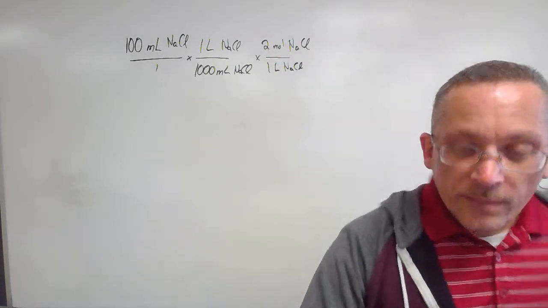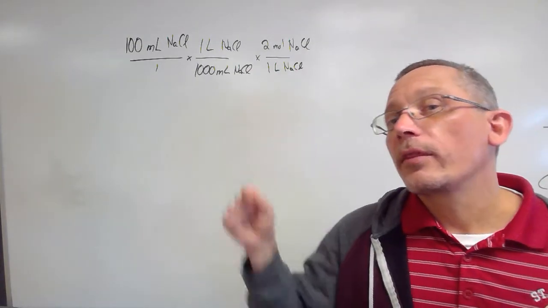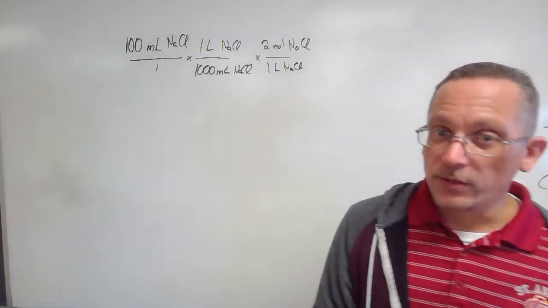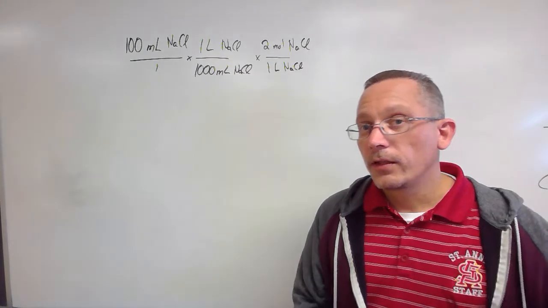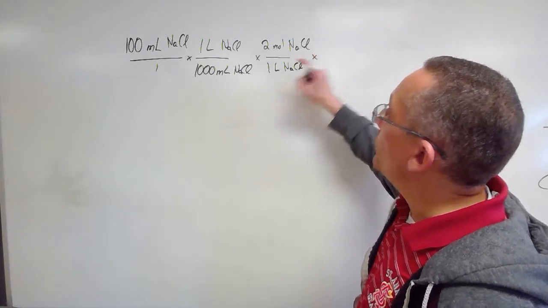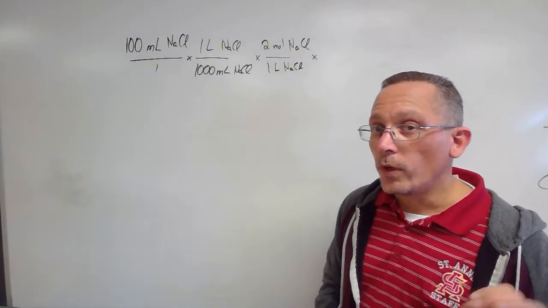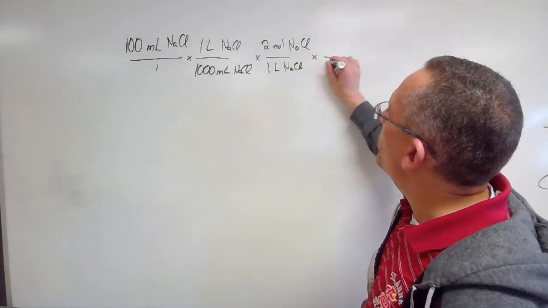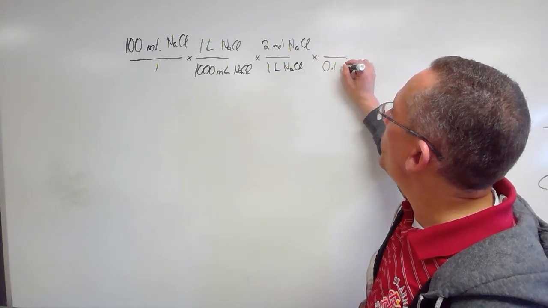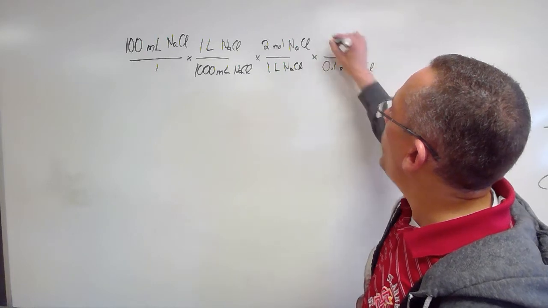This is how many moles. And what I'm going to do now is use that other concentration, the new concentration, to figure out how many liters that should be. So now I'm going to want moles on the bottom. The new concentration, it said, was 0.1 molar. So I'm going to put 0.1 moles and 1 liter.